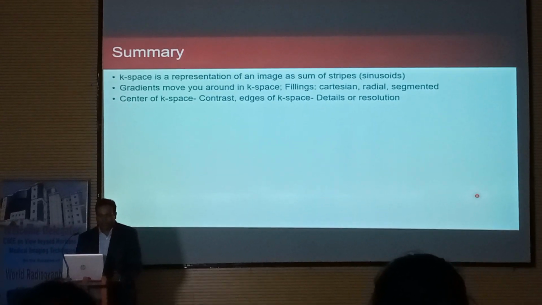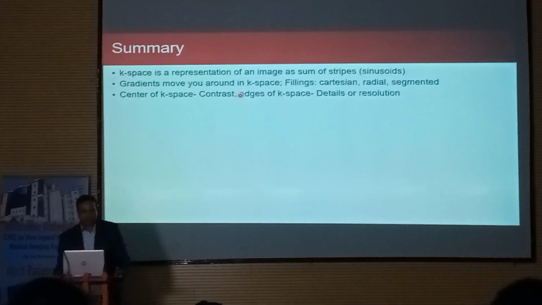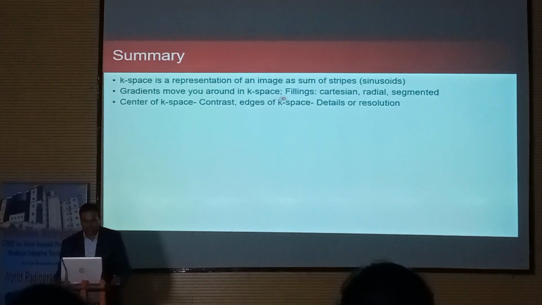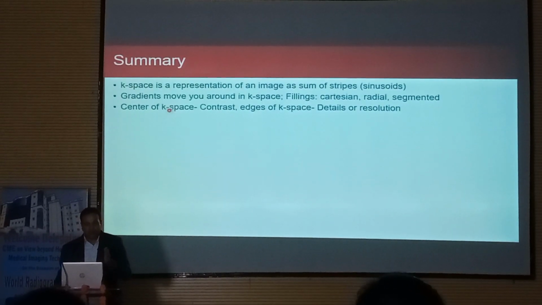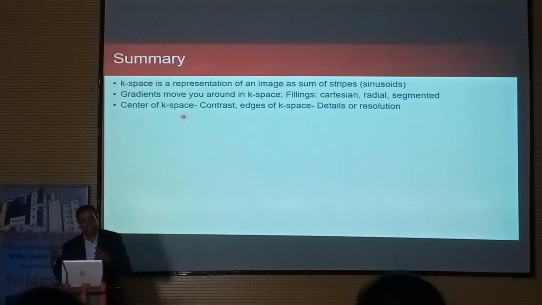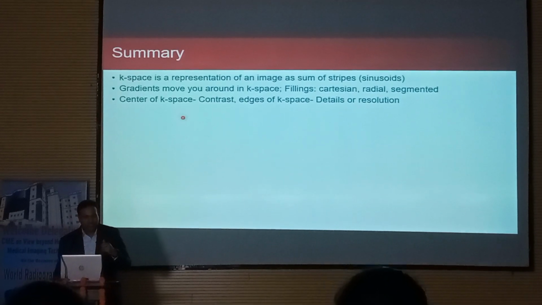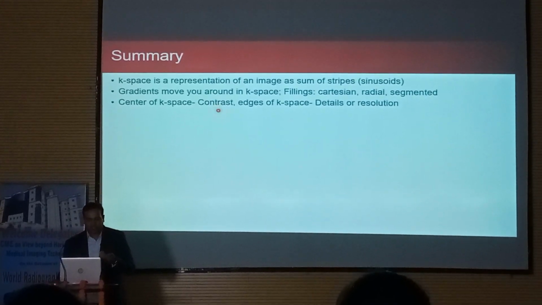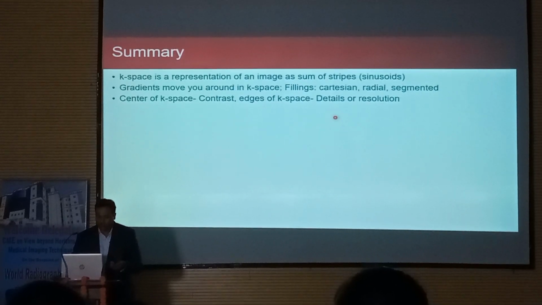To sum up my talk, we just learned today what K-space is, which is basically a representation of an image as a sum of its various sinusoidal waves. Gradients move us around in K-space. Filling of K-space can be done in Cartesian K-space, spiral K-space as well as segmented K-space. The center of K-space has information about contrast and the edges of K-space have the details of resolution information.